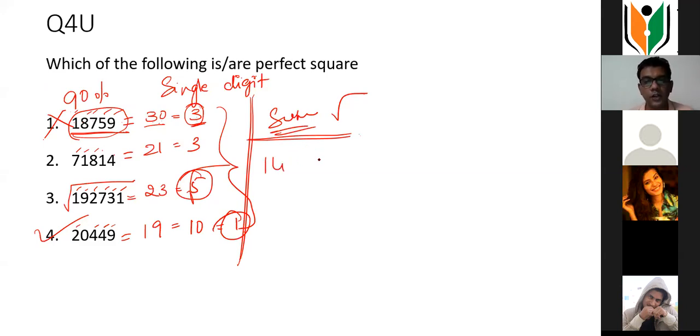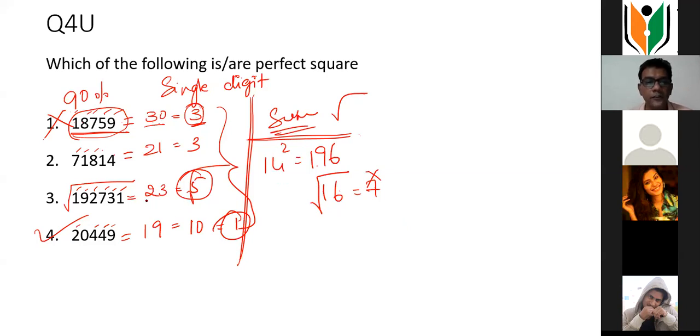For example, let's say, what is 14 square, guys? 196. Look at the sum of this, 1 plus 9 plus 6. What is 1 plus 9 plus 6? 16. What is 1 plus 6? 7. This is not a perfect square, whereas this is a perfect square. Right? So this doesn't work always. You got to keep manipulating depending on whether you get a perfect square.